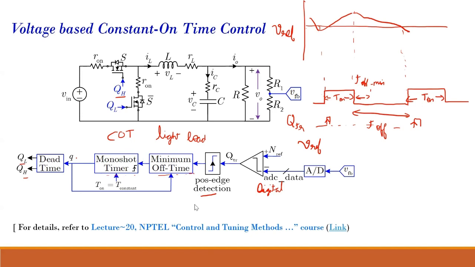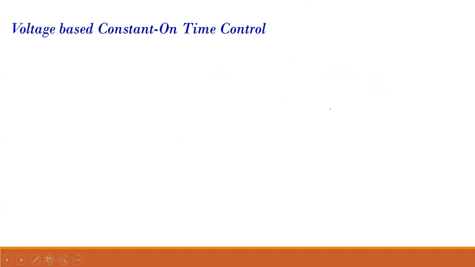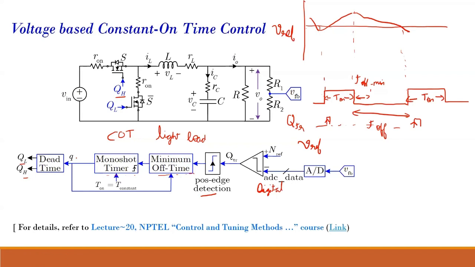Monoshot timer means once triggered, it will continue to count. The timer will continue to count, and only after it finishes counting for that duration will it accept the next triggers. So while it is counting in between, if one signal comes over here, it has to ignore that. That's why it is a monoshot timer.